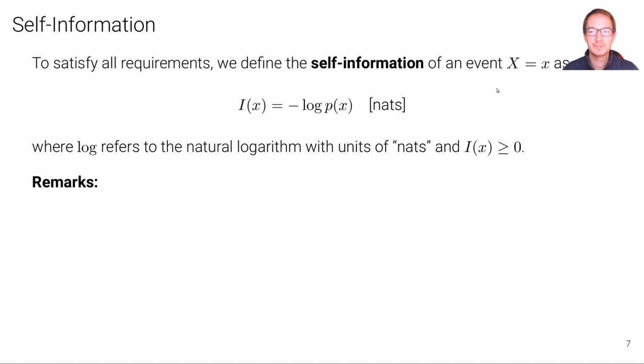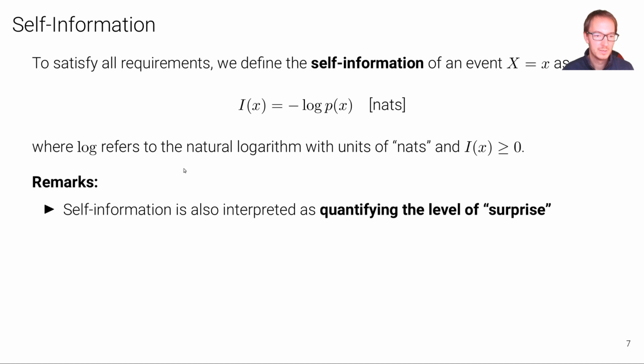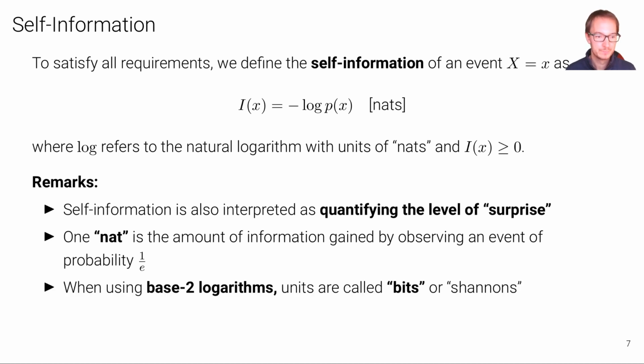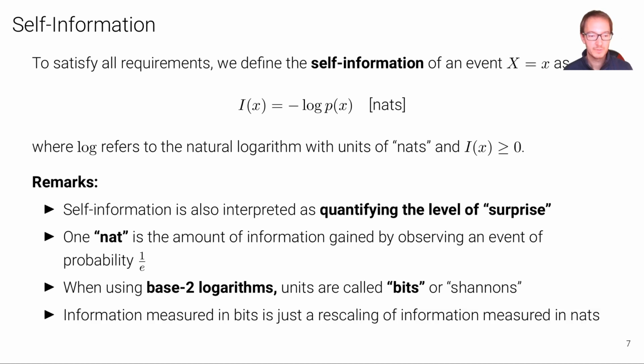Okay, so here we have the definition again. To satisfy all requirements, we define the self-information as such. Self-information of the event that x takes x. A few remarks on this. Self-information is also interpreted as quantifying the level of surprise, as we've already learned. And one nut is the amount of information gained by observing an event of probability 1 over e. When using base 2 logarithms, units are called bits or Shannons instead. And information measured in bits is just a rescaling of information measured in nuts. Just need to rescale.